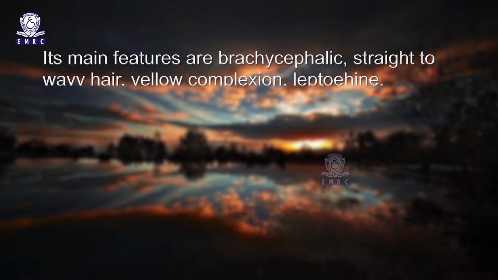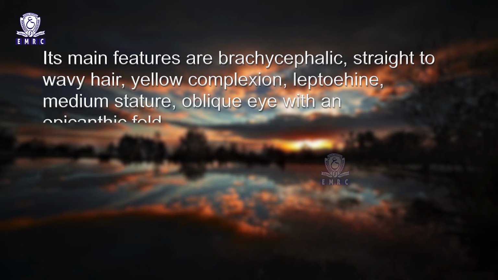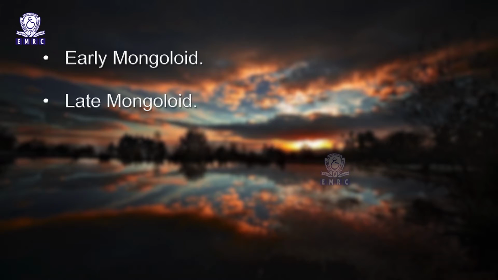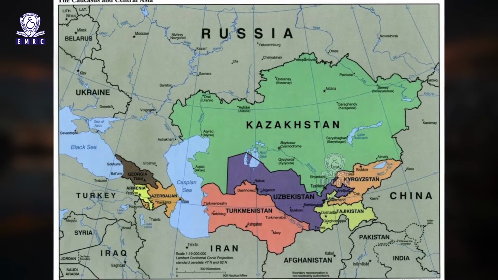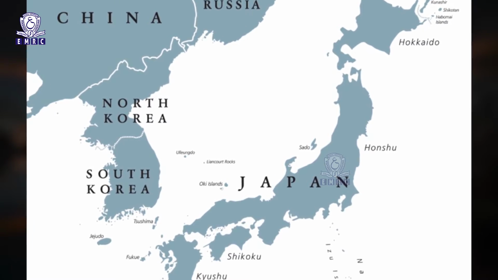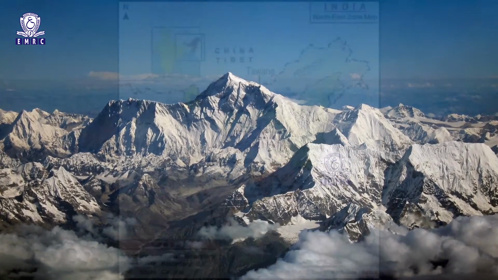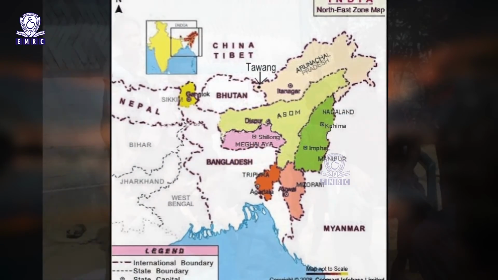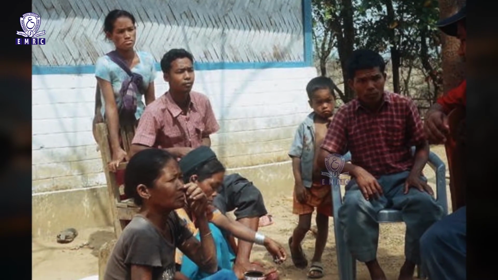Its main features are brachycephalic, straight to wavy hair, yellow complexion, leptorrhine, medium stature, and oblique eyes with an epicanthic fold. Griffith Taylor has classified them into two subgroups, that is early Mongoloid and late Mongoloid. They are found in Central Asia, Korea, Japan, China and other neighboring countries. In the sub-Himalayan region, the northeastern states of India, there are Paleo-Mongoloid people.